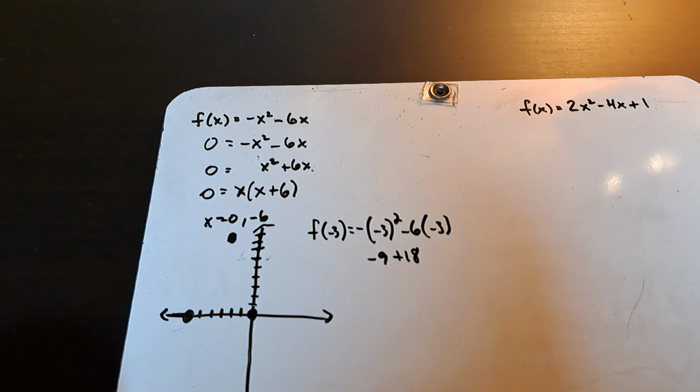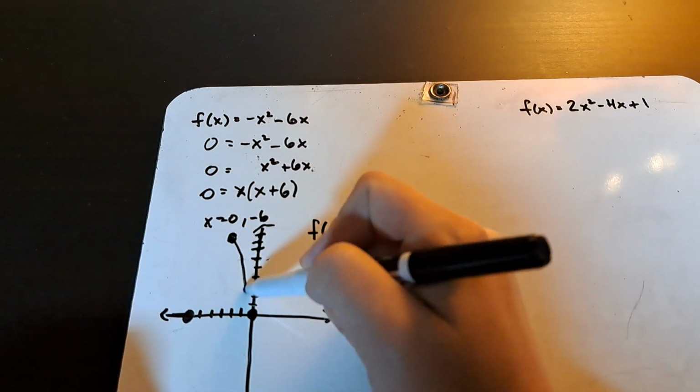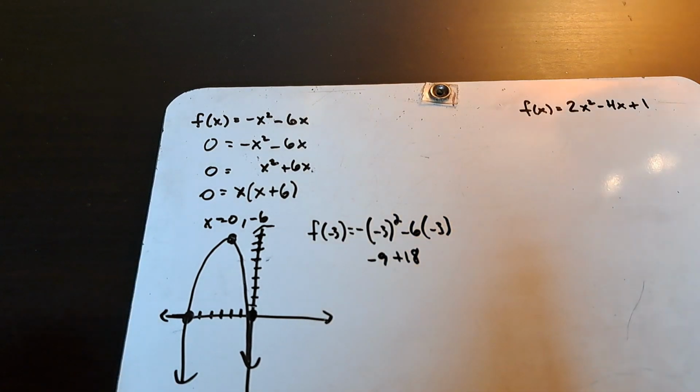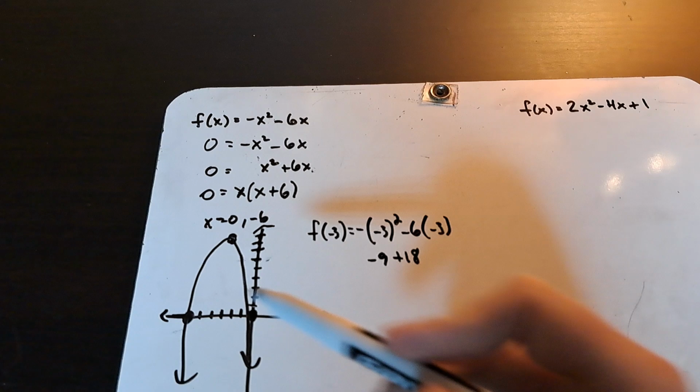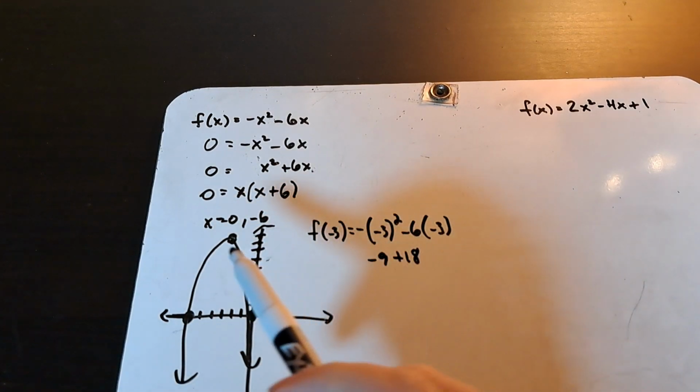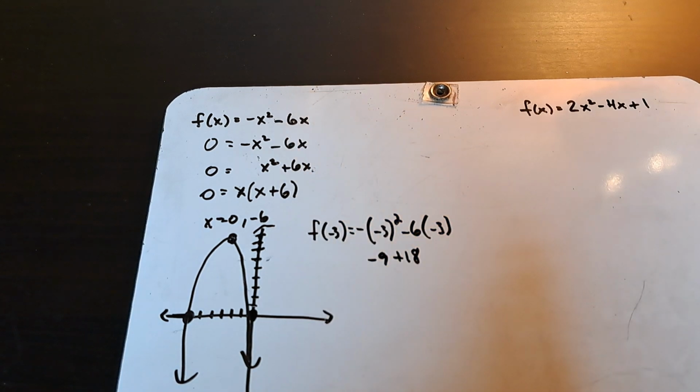Okay. So when x is equal to negative 3, my output is 9. And because this graph must cross through those points along the x-axis, you can see that the trend is going down, and we've confirmed our initial assumption here.